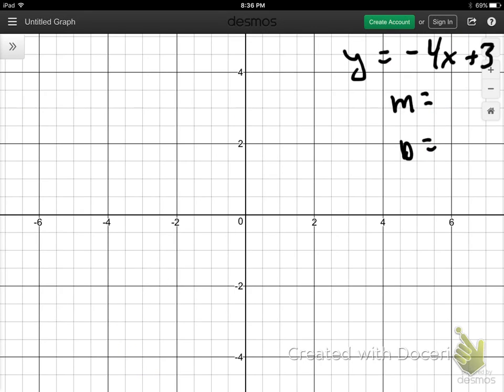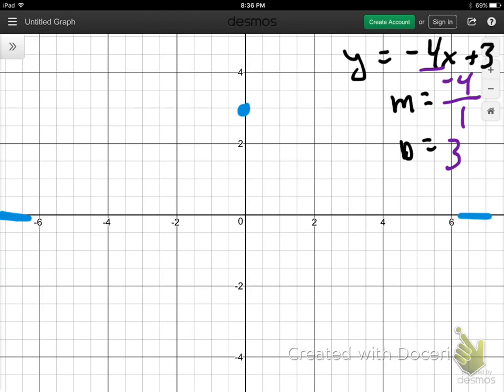In this equation, we identify our slope. It's negative 4. Turn that into a fraction, so we have rise over run. The y-intercept is 3. Plot my y-intercept first. It goes at 3. That's on the y-axis. This right here is your x-axis. You don't plot your y-intercept there. That's where you plot your x-intercepts if you had them.